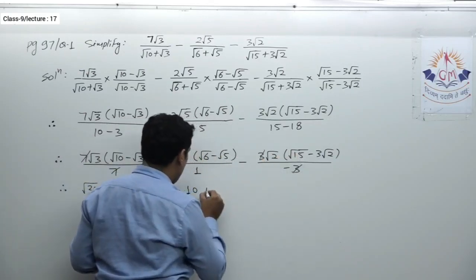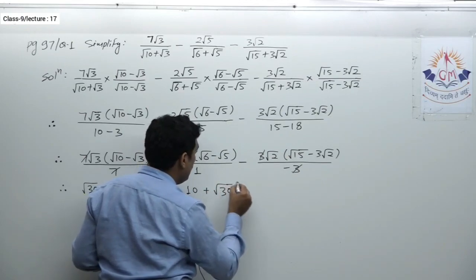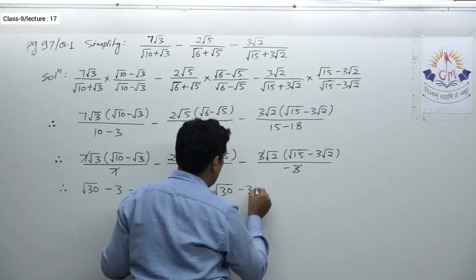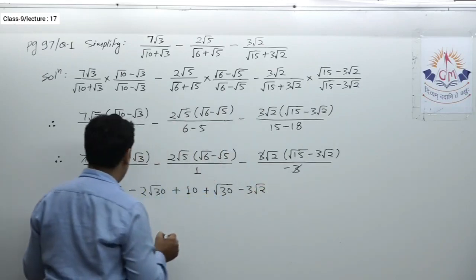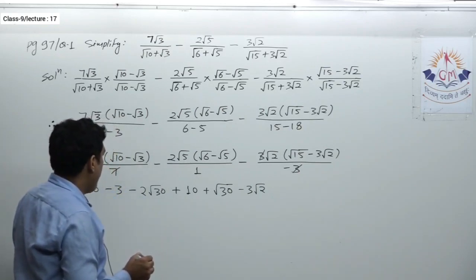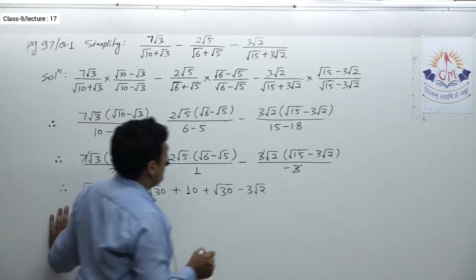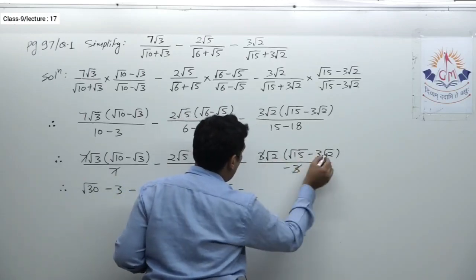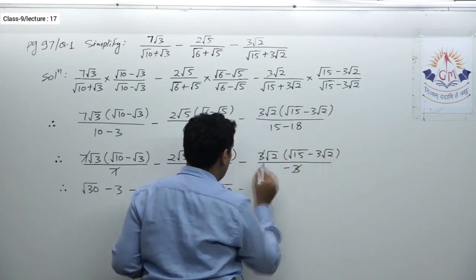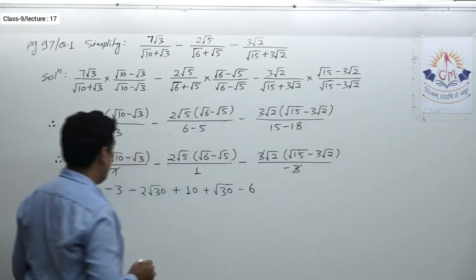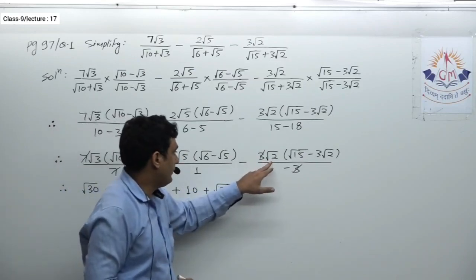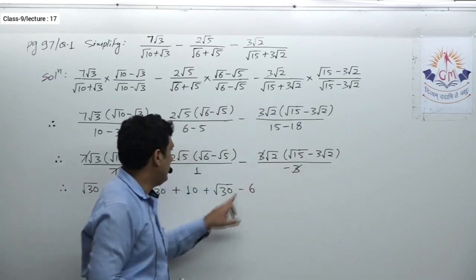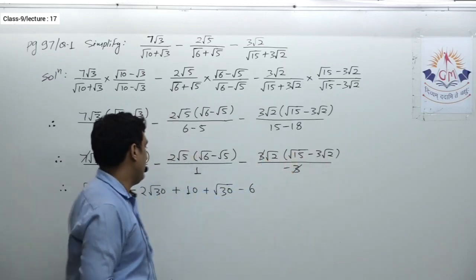Now root 2 into root 15 is root 30, and this minus 3 root 2. Sorry, this will become minus 6. Root 2 into root 2 is 2, and 2 multiplied by 3 is 6, so minus 6. Okay, here I do get minus 6. Root 2 into root 15 is root 30, root 2 into root 2 is 2, 2 into 3 is 6.